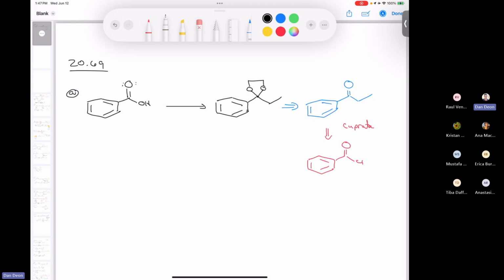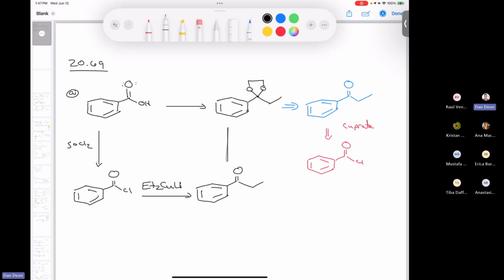So that kind of answers the question pretty quickly. The first step is going to be thionyl chloride to make the acid chloride. So that gives us the acid chloride. The next step is going to be the cuprate, which is going to be lithium diethyl cuprate. And that's going to give us our ketone, which is going to be this compound here.